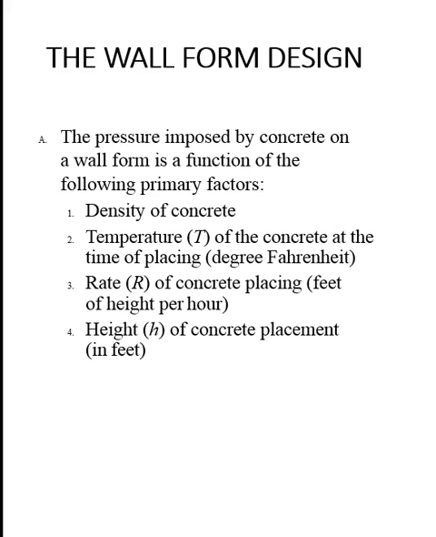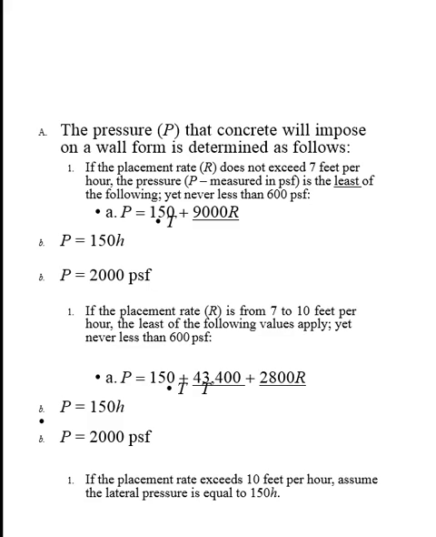For the wall form design, again, we've been talking about this. The pressure imposed by the concrete on the wall is a function of the density of the concrete, again, the weight, the temperature, how fast it's applying, and the height. All those items, again, you'll take a look at the spreadsheet. The pressure the concrete will impose on the wall form is determined by the placement rate, and if the placement rate does not exceed 7 feet per hour, the pressure in PSF is the least of the following, yet it's never less than 600 pounds per square foot. Again, I look in the notes that you'll have in the formula. I think they are a little clearer, and you can check the calculations there. Again, the main thing, it's never less than 600 pounds per square foot in terms of the wall form.